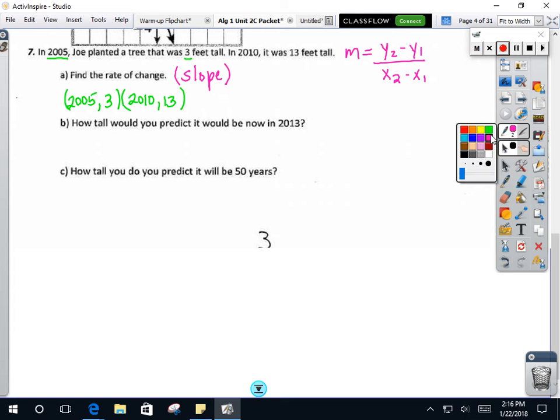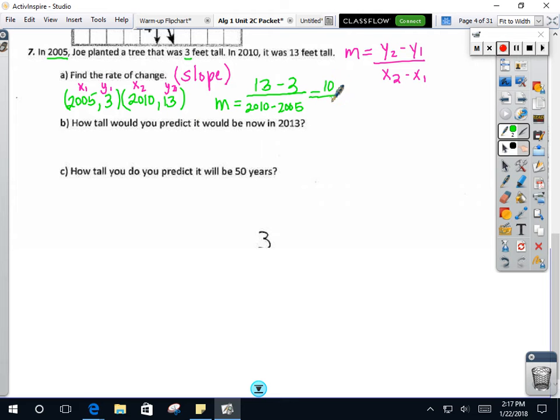Okay, so this will be my x1, y1, and this will be my x2, y2. Now I just plug them in the formula where they go. So it'll be m equals y2 minus y1, so that's 13 minus 3, over x2 minus x1, which is 2010 minus 2005. Okay, and that's correct. That does become 10 over 5, and then that reduces to 2 over 1.